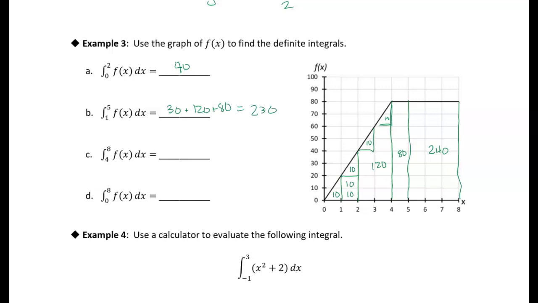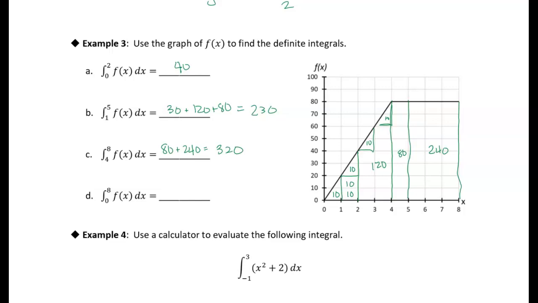When I integrate from 4 to 8, I'm just going to add up the 80 and the 240. So that gives me a total of 320. So that's the area under the curve, under the f of x function, between t equals 4 and t equals 8.